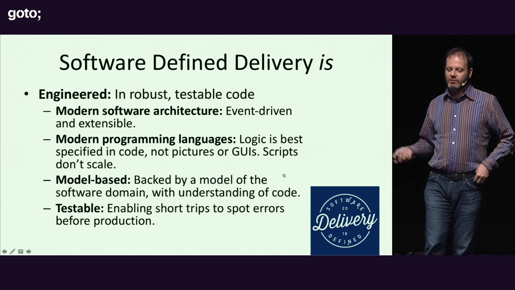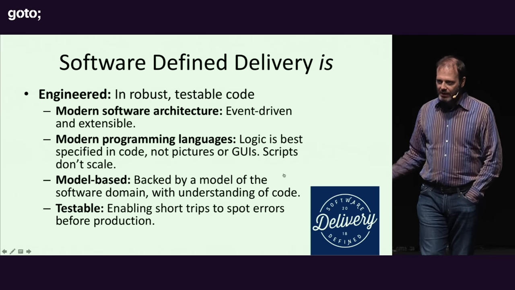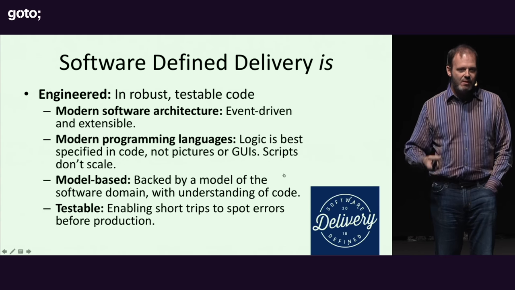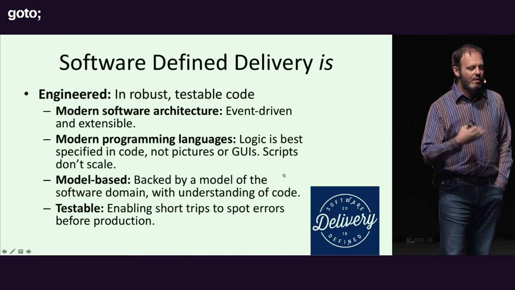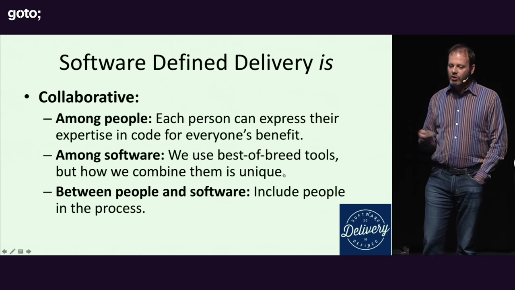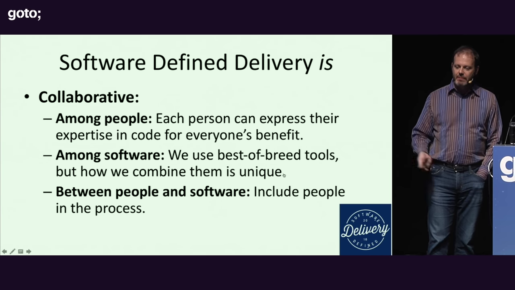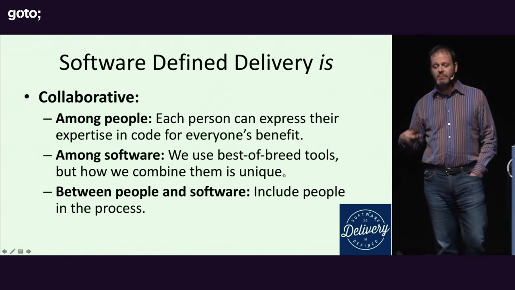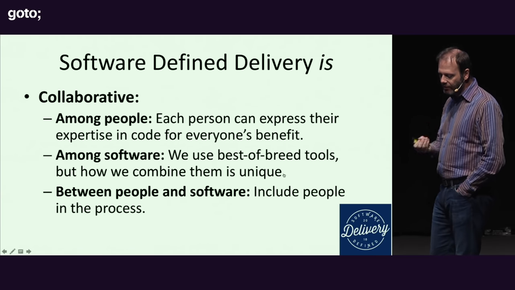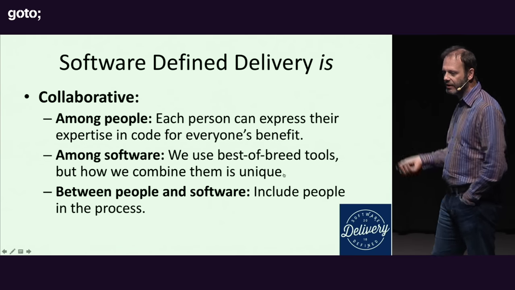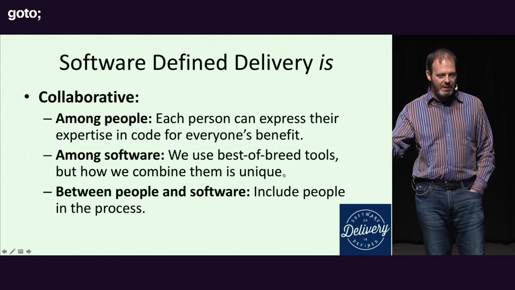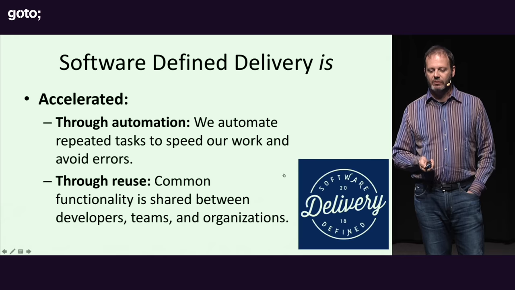And it should reflect the lessons of modern software architecture. For example, I think we've seen across the software industry that event-driven approaches are becoming more and more important. They deliver quite a lot of benefits. We should bring those benefits and welcome them into software delivery. It should be collaborative. Collaboration amongst people, among different software tools that we can integrate in a common model, and involving people in the process. So, for example, seeking to automate all the things that are routine and tedious, but find a way of asking the right person or people to make important decisions.